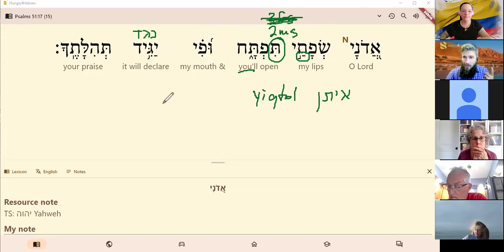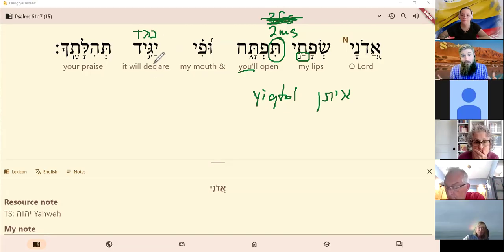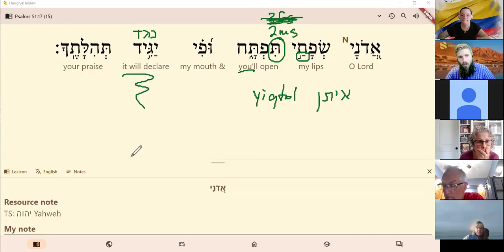So we get the idea of telling from this idea of two people facing each other in a friendly situation. But then again, you can also have the preposition neged, which means to be against someone, and that could be in a hostile opposition as well. So whatever that may look like, it has to do with opposing. Well, here in the hifil, you're causing two people to face each other. It means they're discussing something, talking, telling, declaring, and that's where it comes from.